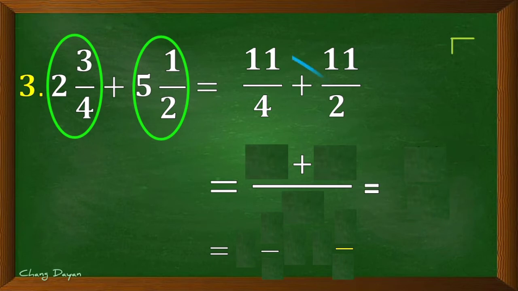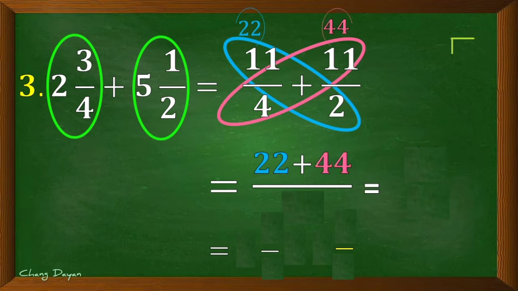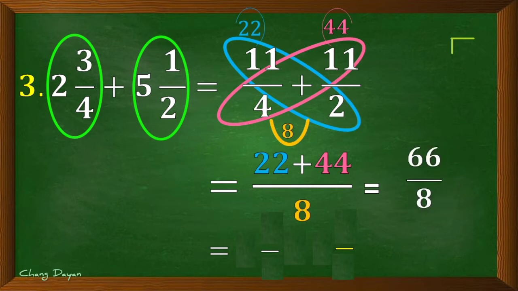Ngayon, magpuproceed na tayo sa butterfly method. I-multiply ang 11 times 2. And that is 22. Next is 11 at 4. At ang sagot ay 44. Next, 4 and 2. And the answer is 8. So, 22 plus 44. The answer is 66. Then, copy the denominator, 8.